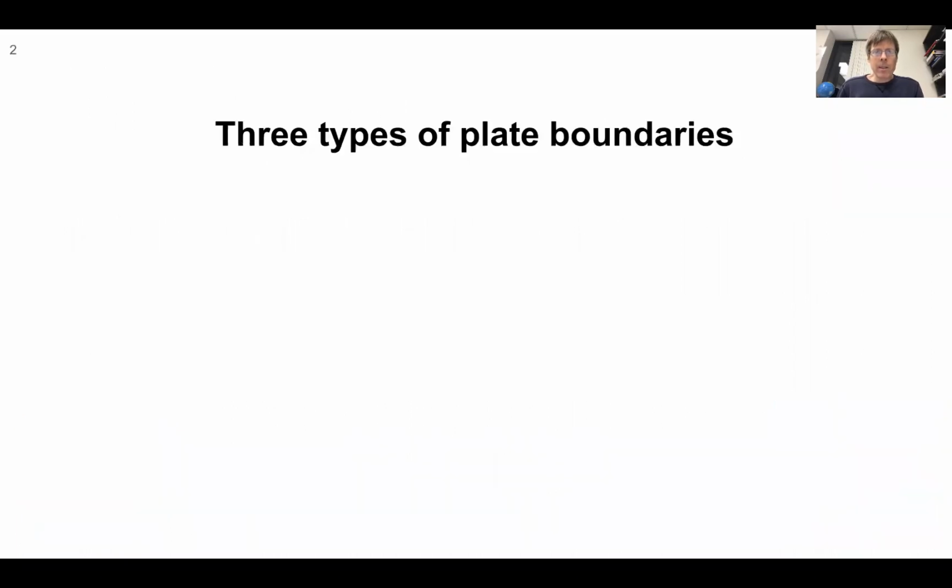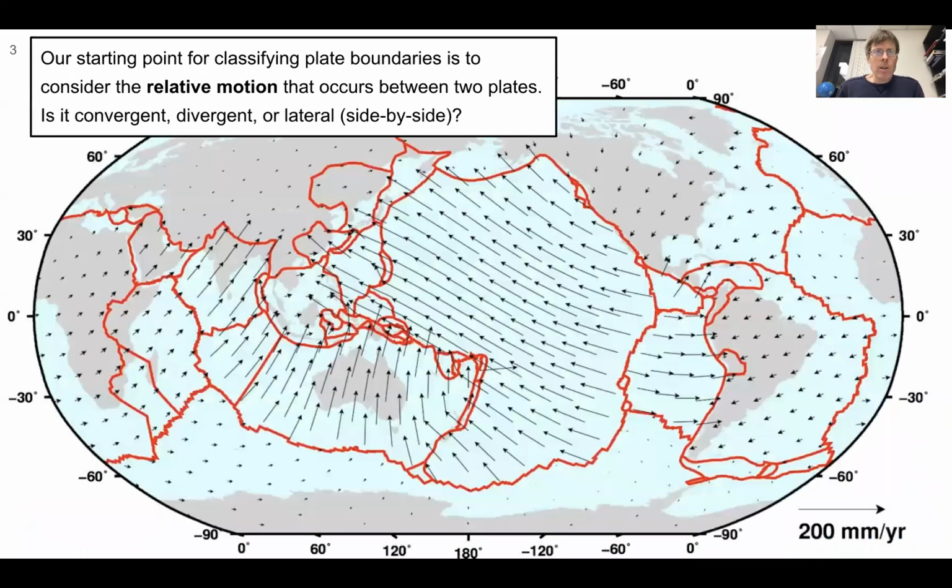We'll be discussing three types of plate boundaries. Our starting point for classifying plate boundaries is to consider the relative motion that occurs between two plates. Is it convergent, divergent, or lateral, as in side by side?